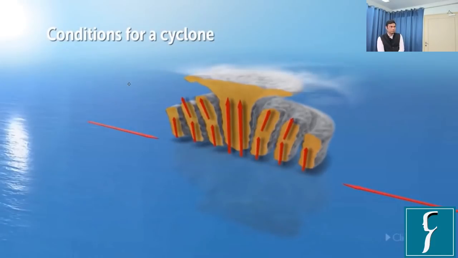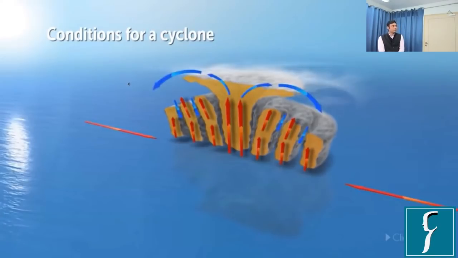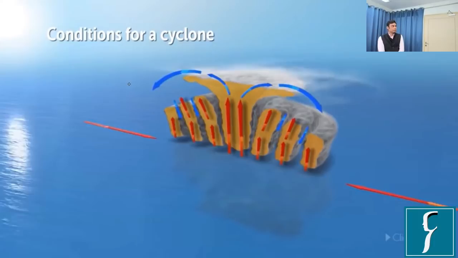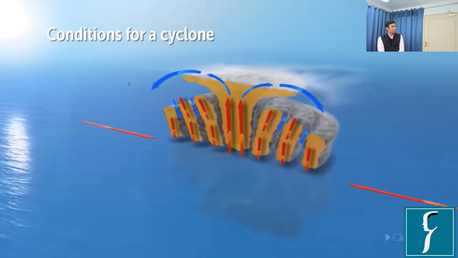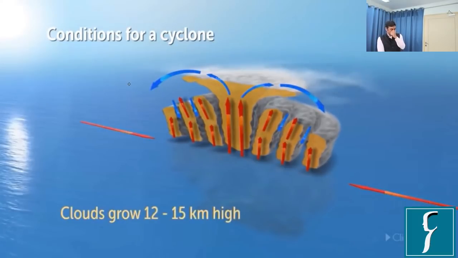Condensation then releases the latent heat energy stored in the water vapor, providing the cyclone with more power. This creates a self-sustaining heat cycle. Drawn further upwards by the new release of energy, the clouds can grow to 12 to 15 kilometers high.